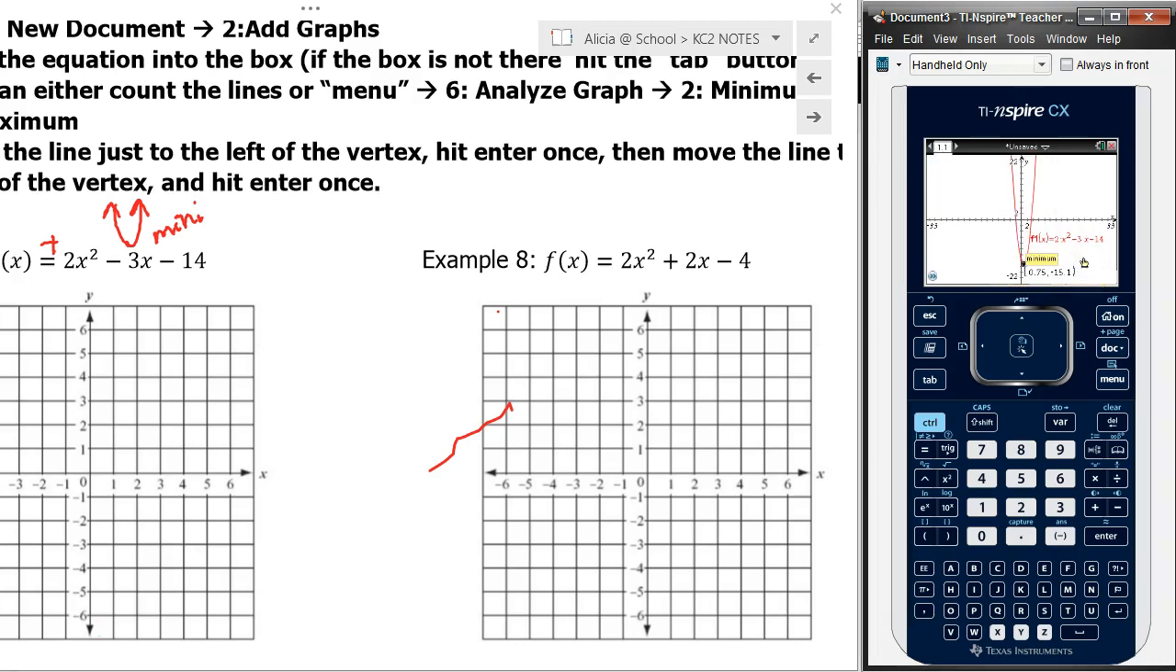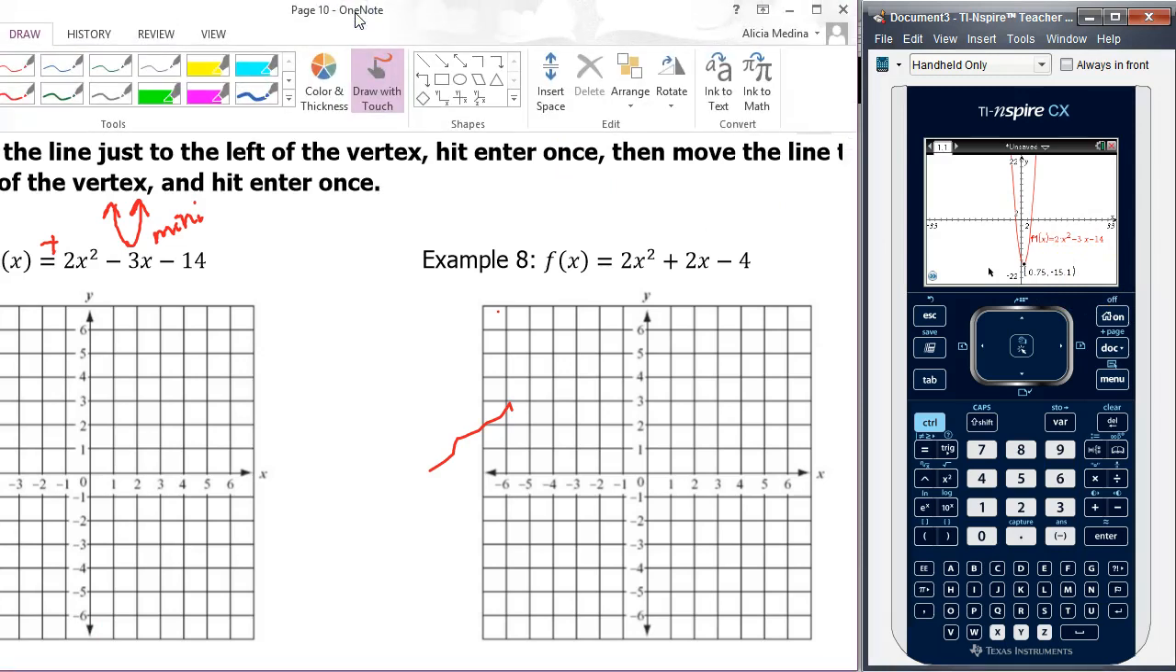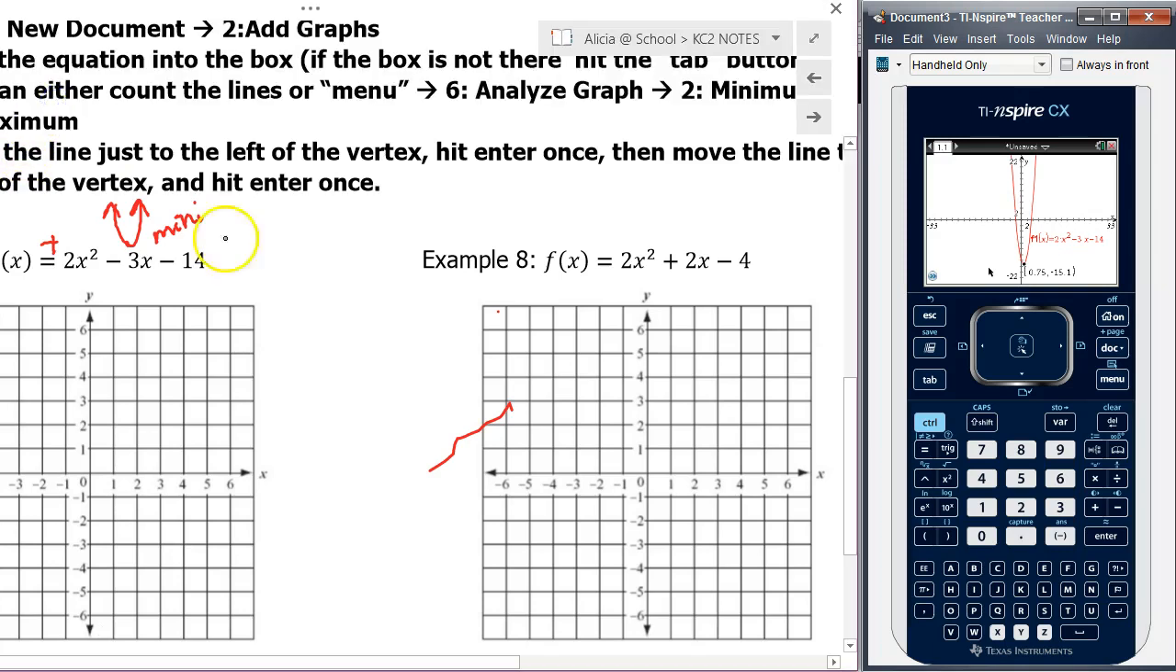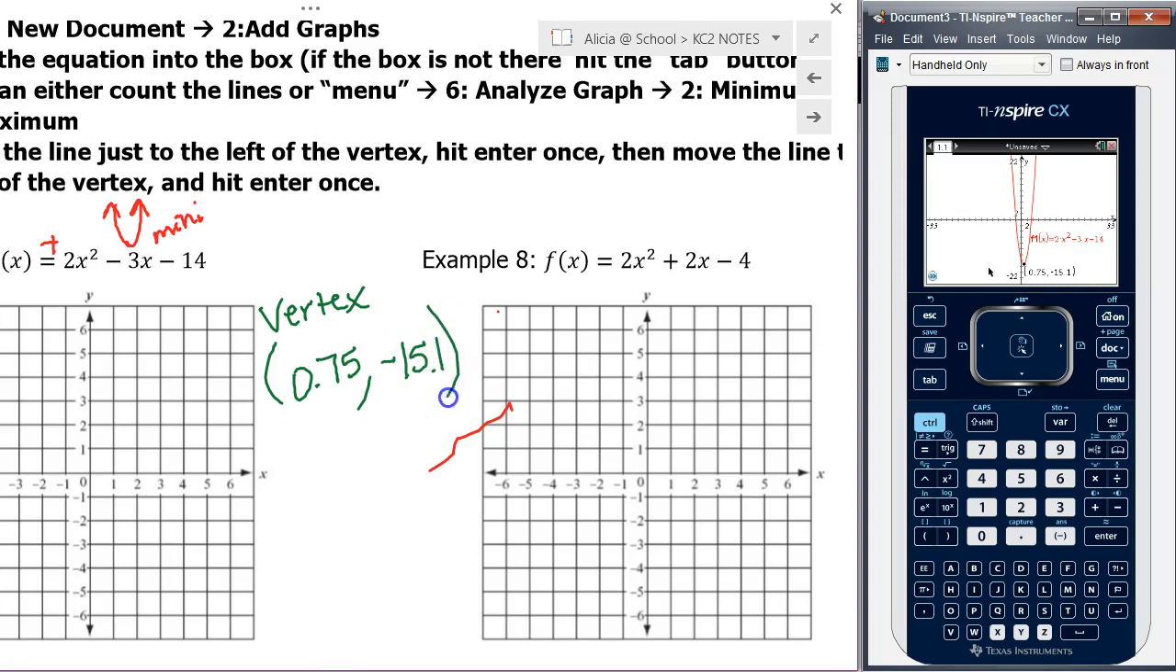Click enter. And I see this vertex point that pops up, which is a positive 0.75, comma, and our y value is a negative 15.1. So that is our vertex point. That's 0.75, comma, negative 15.1. So my graph here is actually going to be outside of the graph lines that I actually have here.